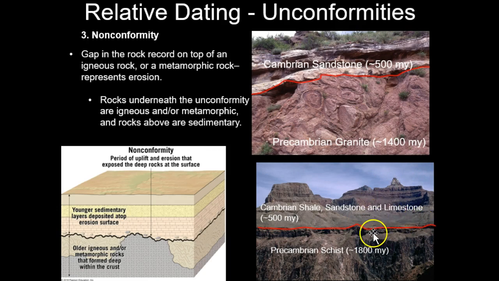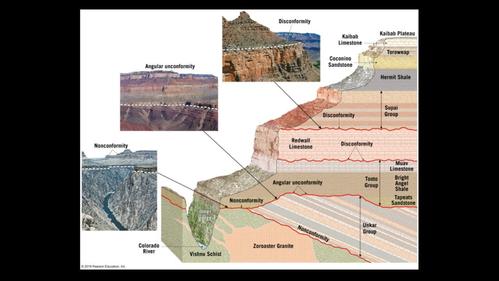In the picture on the bottom, I think this is the Vishnu schist in the Grand Canyon. So this Vishnu schist is almost 2 billion years old, and you see that the overlying sedimentary rocks are of Cambrian age, which is about 500 million years old or so. So there is a period greater than 1 billion years completely missing from the rock record in between the two. So overall, this is a good example that we have.